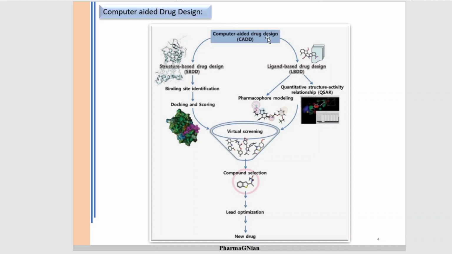It is the process of finding new medications based on the knowledge of biological targets. It involves the design of molecules that are complementary in shape, so that they go into the pocket, bind, and give the effect. This is the meaning of drug design. In the coming slides we will see what structure-based drug design and ligand-based drug design are, and the various techniques involved in computer-aided drug design.